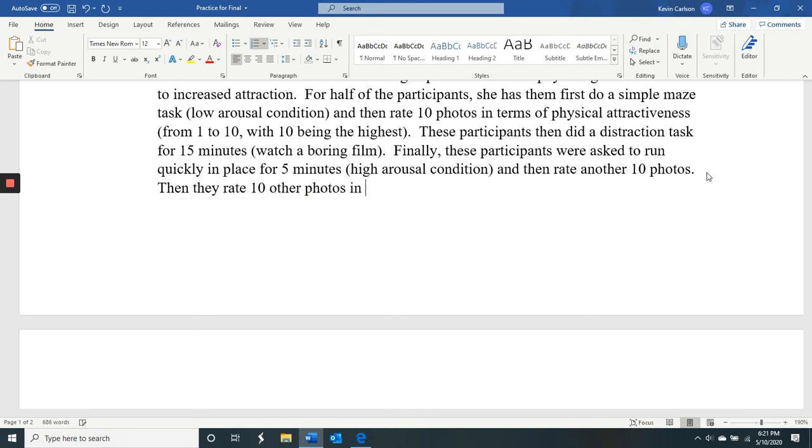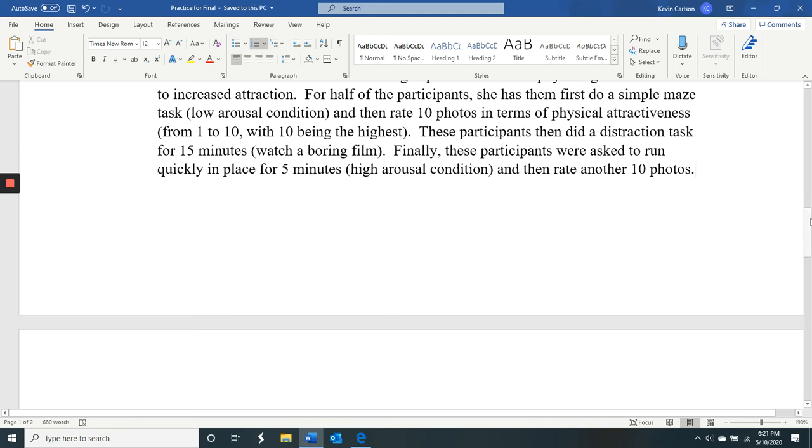Sorry about this. And then after they ran, they rated 10 photos. Oh, actually, it says it right there. Sorry about this. I'm having a little bit of post-COVID stress disorder here. So they run, high arousal, and then 10 photos.